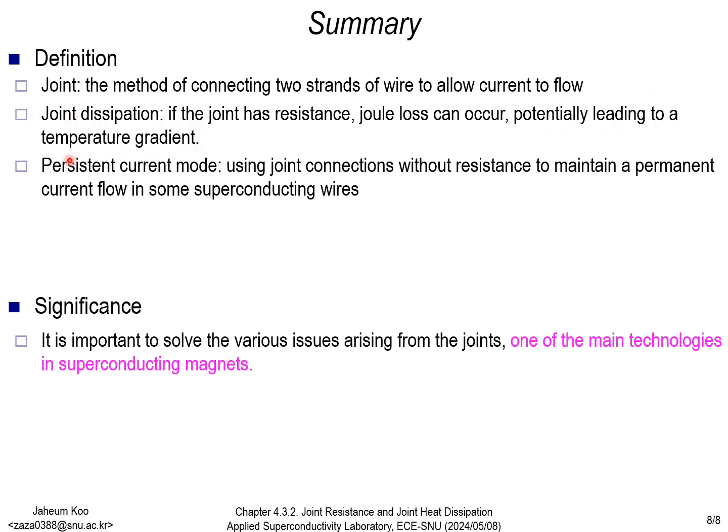Superconducting joints are among the most important aspects of superconducting magnet technology. Many issues in superconducting magnets arise during the jointing process or as a result of the joint itself. Therefore, this remains an active area of research, with ongoing efforts to improve joint performance and reliability.